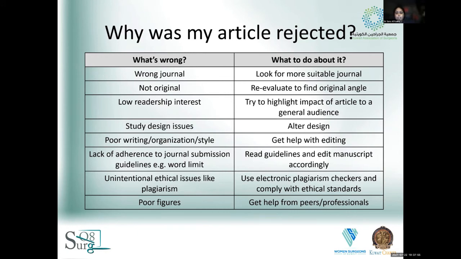Poor writing, organization, style: definitely get help with editing if that's an issue. Lack of adherence to the journal submission guidelines, like word limits. These little silly things can get your manuscript rejected, so all your hard work goes to waste. Unintentional ethical issues like plagiarism. So it's definitely worth going through plagiarism checkers to make sure you meet those guidelines. And then having poor figures and tables. So get help from peers or professionals, whatever is accessible to you.